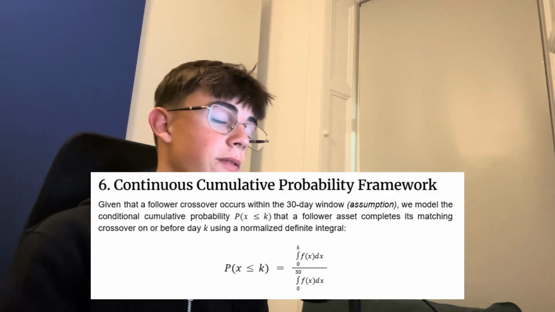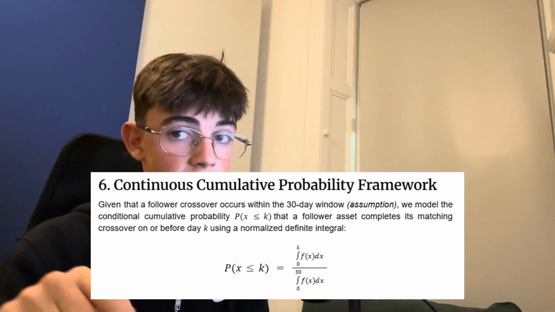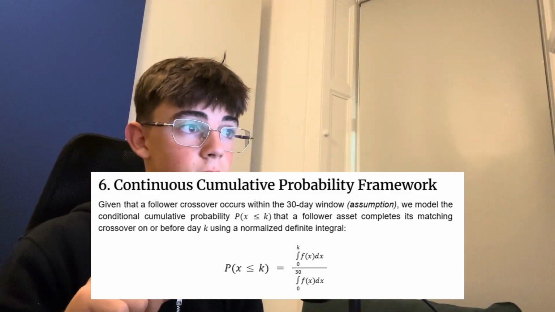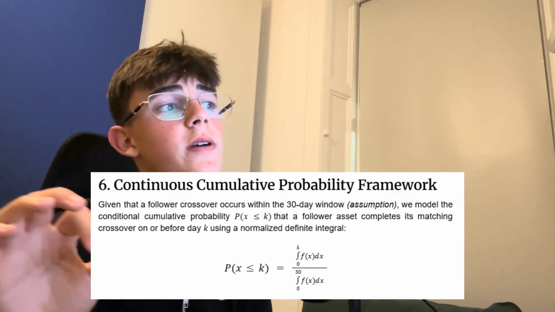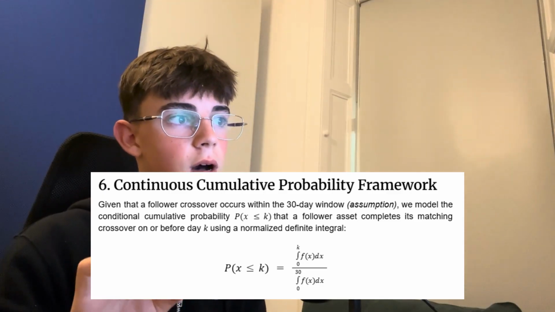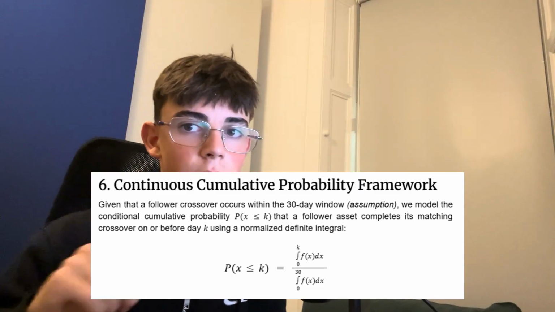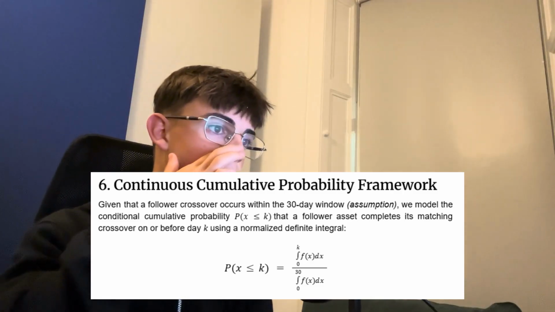Having done that, we can find that assuming tau event happens, the probability of x being less than k, where k is our chosen day, is the integral from 0 to k of f of x dx over the integral from 0 to 30 of f of x dx, with f of x being 1 over bx to the c, where b and c I've specified before.